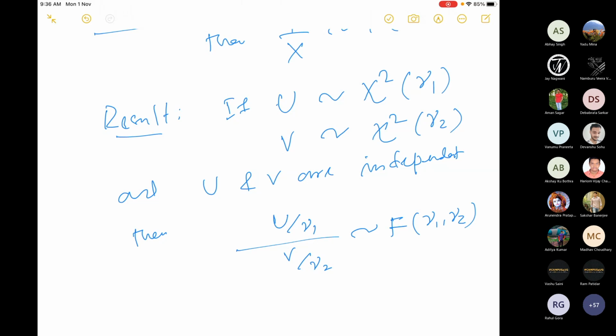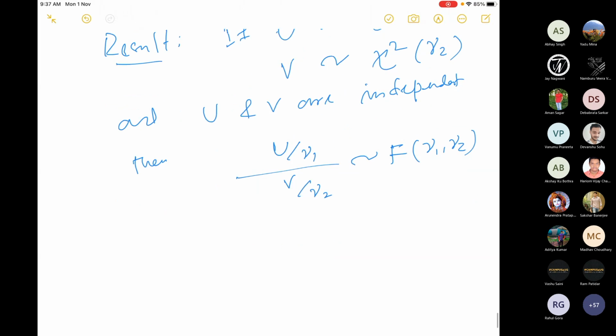The proof is similar; you have to write it down with u, v, and all the standard results, and then show that this is F, but it would be long. Okay, let us see some problems.